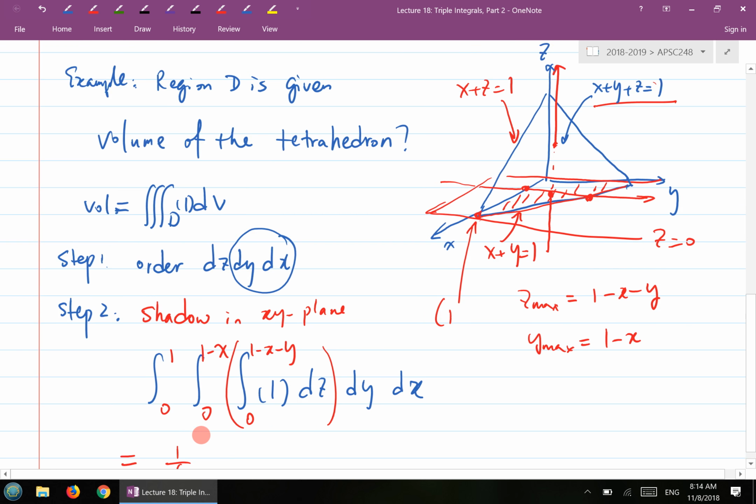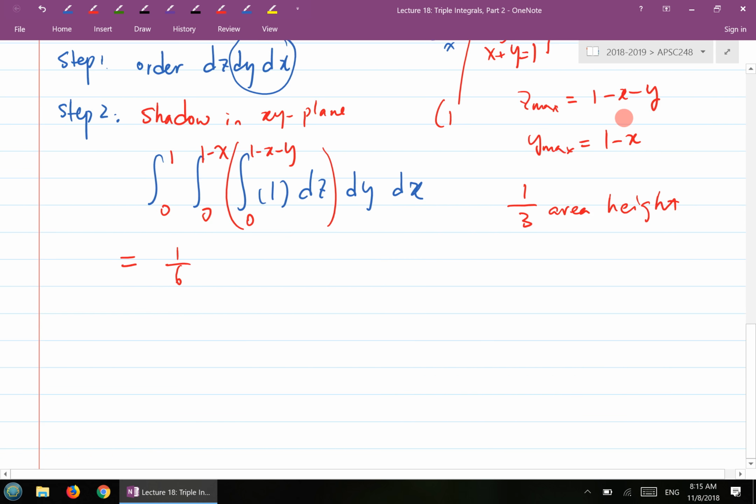So if you use a high school formula, what's the formula for the tetrahedron? 1/3 times the area of the base and then the height, right? So you get 1/6. That's a simple example.